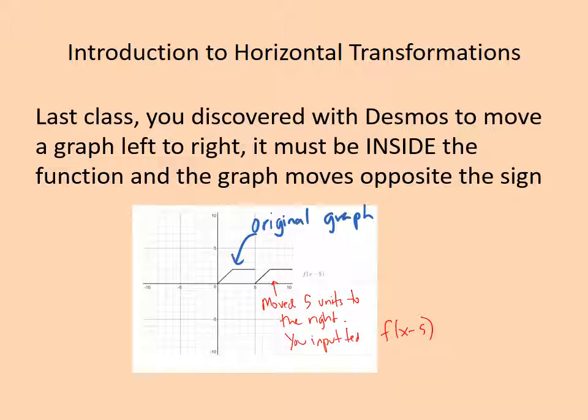Last class you discovered with the Desmos activity, to move a graph left to right, it must be inside the function, and the graph moves opposite the side. So if you notice, here's the activity. This was the original graph, and you moved it 5 units to the right, which meant the function was f of x minus 5, which is opposite what you would think it would be. This is what happens with horizontal translations.